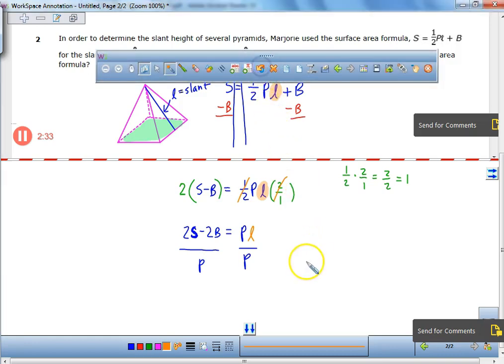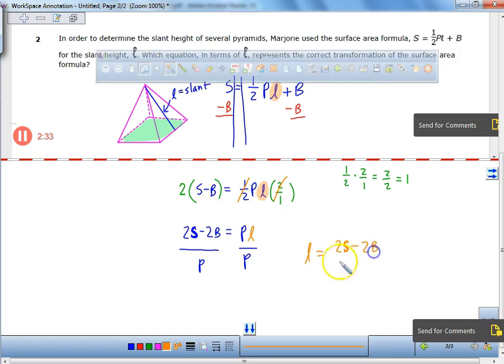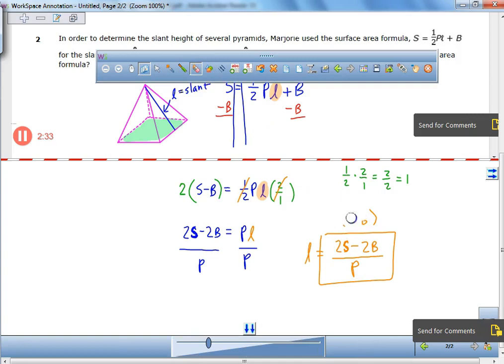What is your slant height always? Your slant height is always going to be equal to twice the surface area, remember, that's an S, minus 2 times the area of the base, all over the perimeter of the base, and that would be the formula. Now sometimes they might leave it as 2 parentheses s minus b without distributing it, all over p. So either way, it's the same.